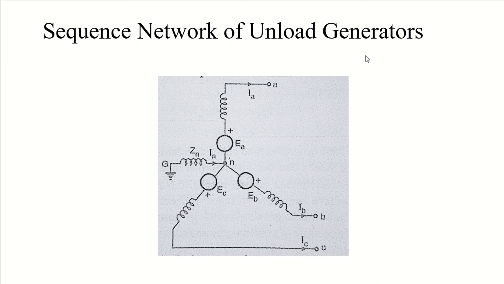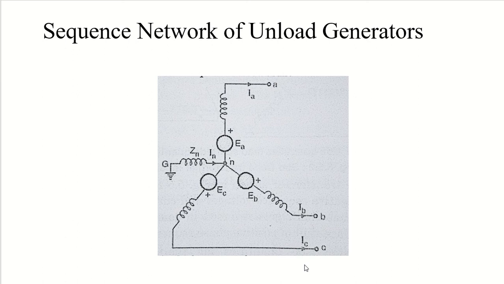In unloaded condition, the synchronous machine will be grounded through the reactor. As you can see, it is grounded through the reactor, and it has three phase induced EMF. You can see here EA, EB and EC. So whenever a fault occurs at the machine terminal, there will be some flow of current. And what will be the flow of current? You can see here IA, IB and IC will be the flow of current in your lines.